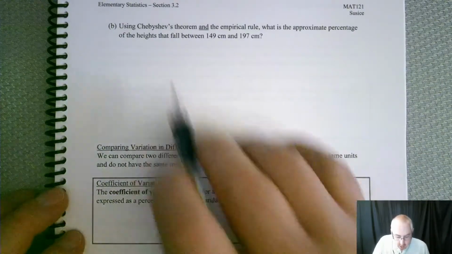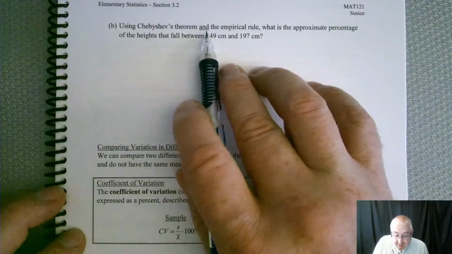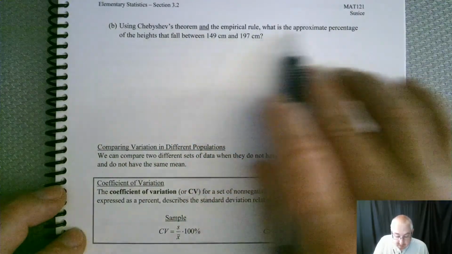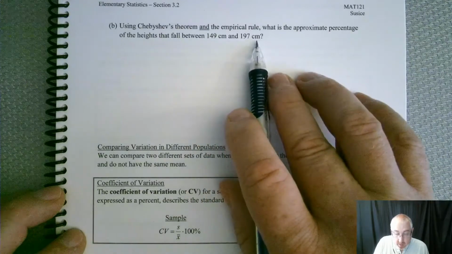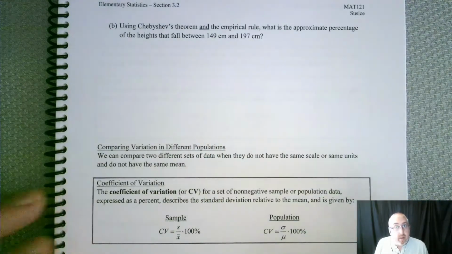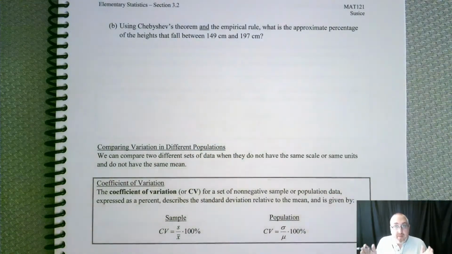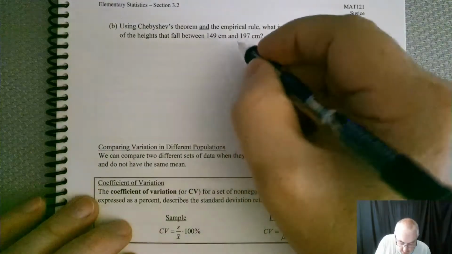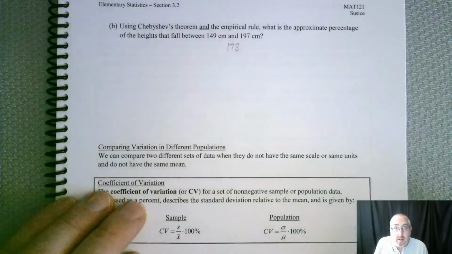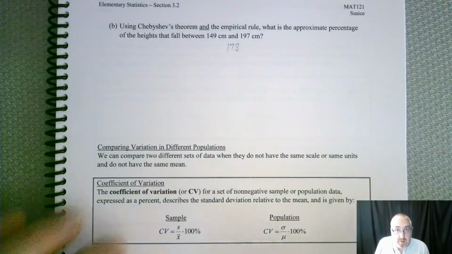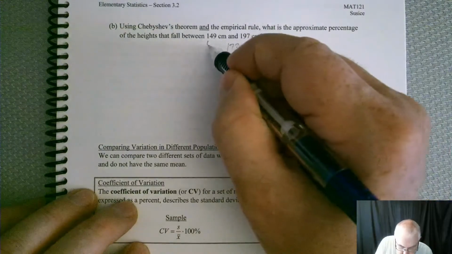So, using Chebyshev's theorem and the empirical rule, what is the approximate percentage of heights that fall between 149 centimeters and 197 centimeters? Well, now we have to figure out how far away from the middle those cutoffs are, standard deviation wise. So what do we do first? We have to first see how far away from the middle they actually are. Now the middle in this case was 173. So make sure you use the right numbers.